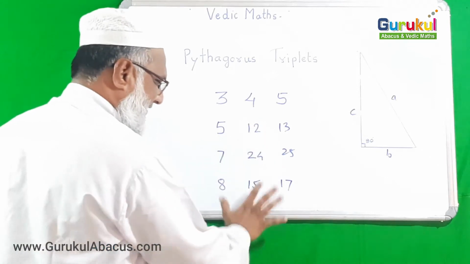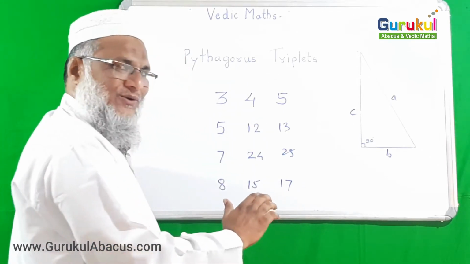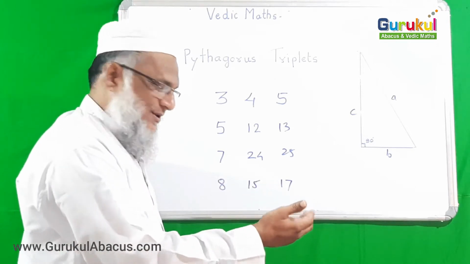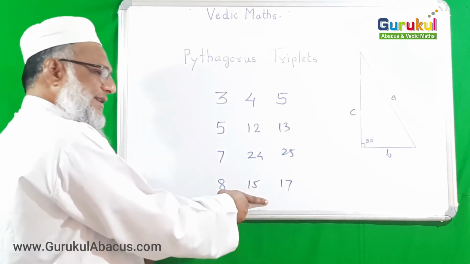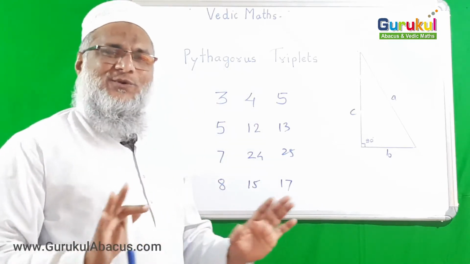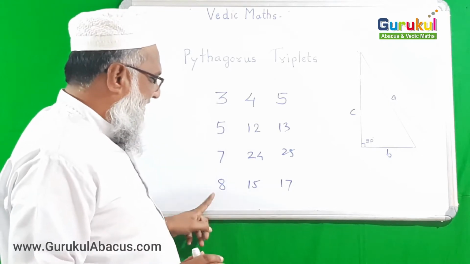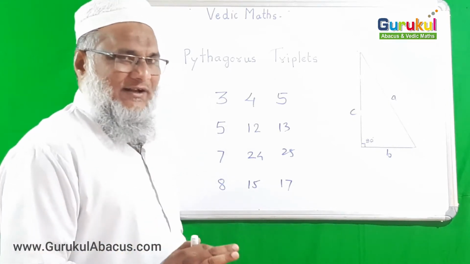Here also a little relation is there. 15 and 17 add to 32. Its double is 64, and 64 is the square of 8. That's it. Just keep in mind those 4 triplets. The first three have a similar nature, and this one has a slightly different nature.